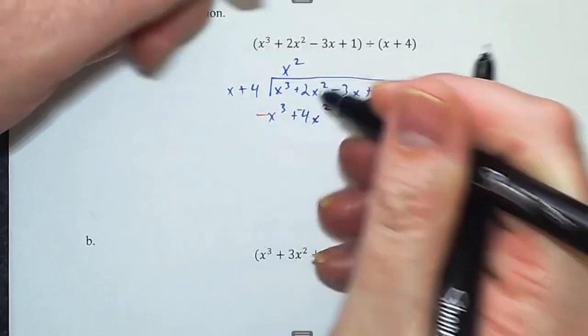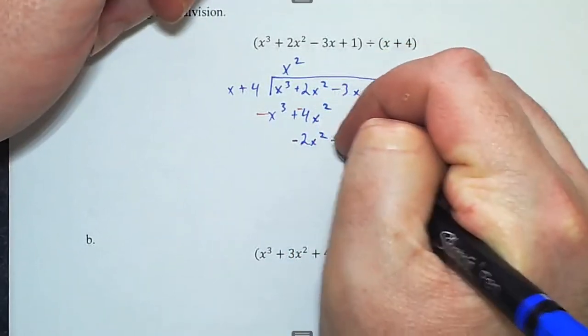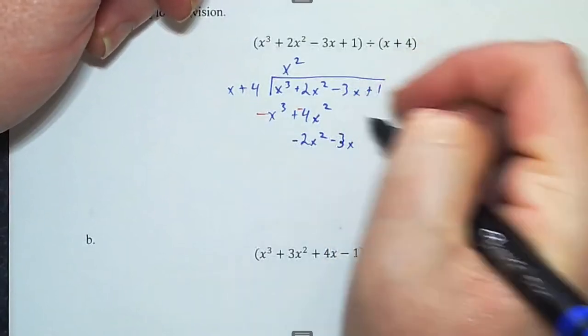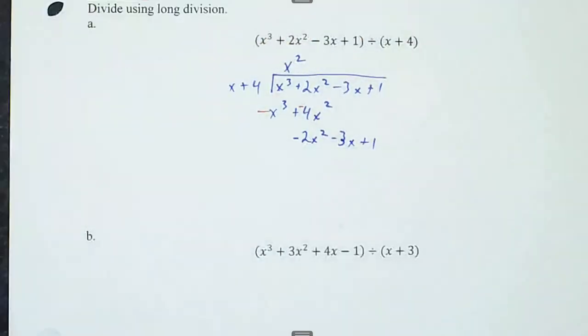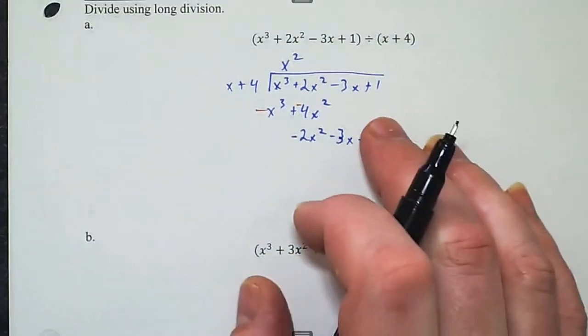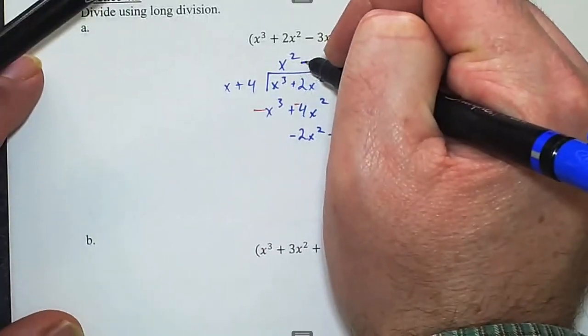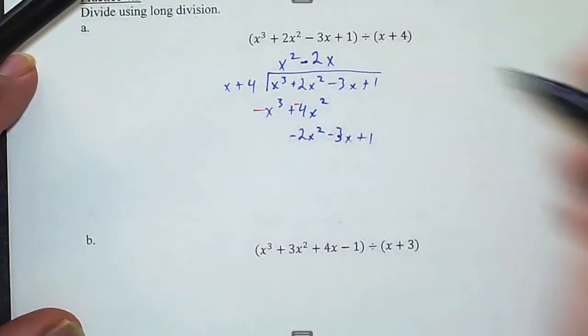And I change the signs. And what that gives me is a negative 2x squared. And you need to at least bring down the negative 3x. I usually just bring down the whole thing each time. That's just me. All right, now I'm going to divide negative 2x squared by x, and I would get a negative 2x.